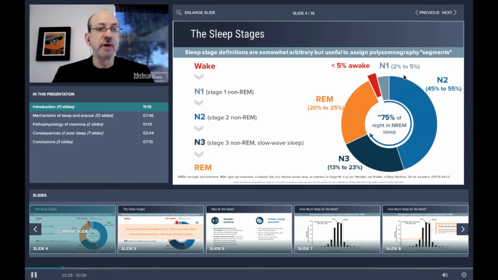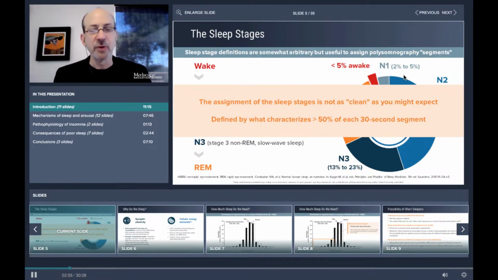And we define states of wake, N1, which used to be called stage 1, N2, which used to be called stage 2, N3, which used to be called stage 3 or slow wave sleep, and REM. The predominant stage in the night is N2, and non-REM overall dominates the night. Now, people often think of these stages as progressing in an orderly way. They don't. They jump around quite a bit during the night. And it's also not as simple and clean a phenomenon as people often assume.